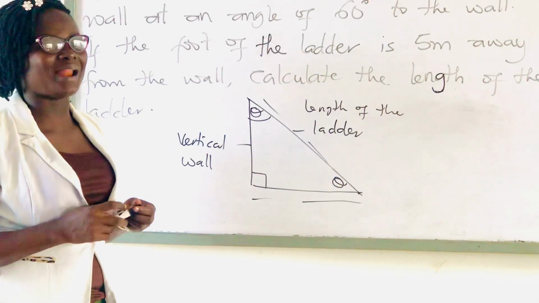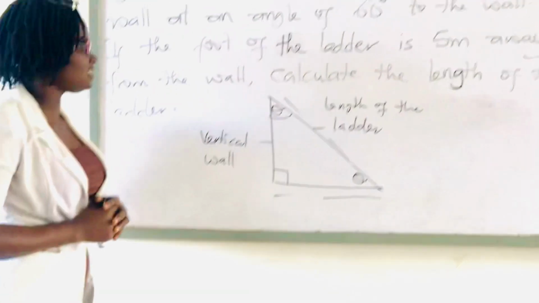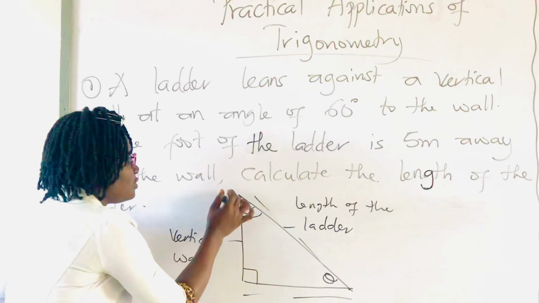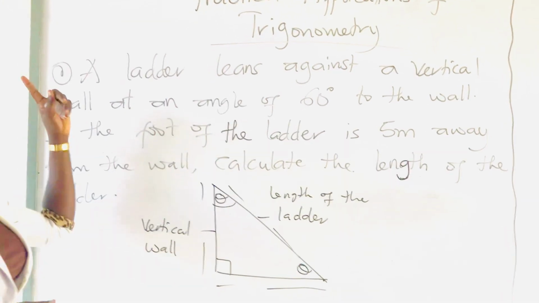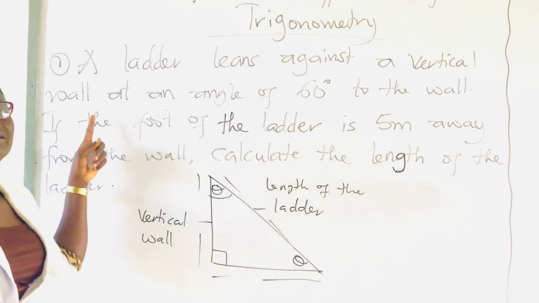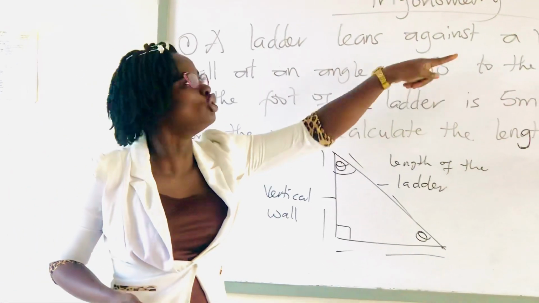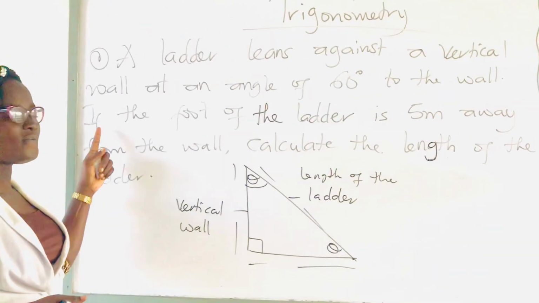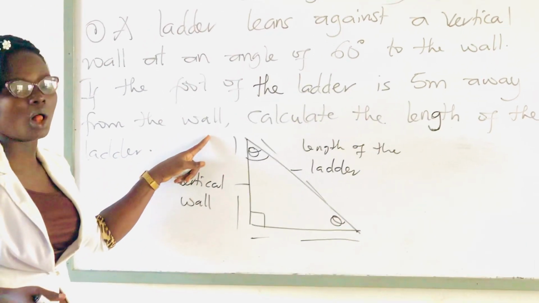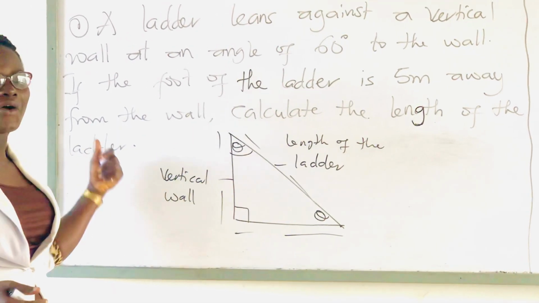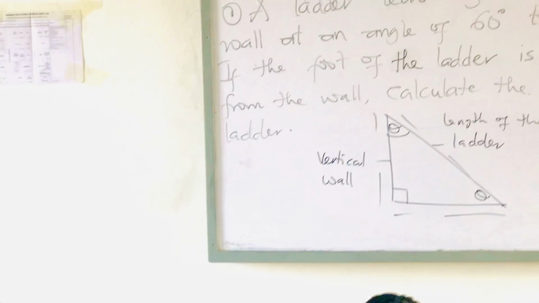We are going to apply this in solving most of the questions. So the first question I have here is, but before I forget, this will be your height of the wall. Good. So the first question is, a ladder leans against a vertical wall at an angle of 60 degrees to the wall. If the foot of the ladder is 5 meters away from the wall, calculate the length of the ladder. So we are going to draw this whole statement diagrammatically.